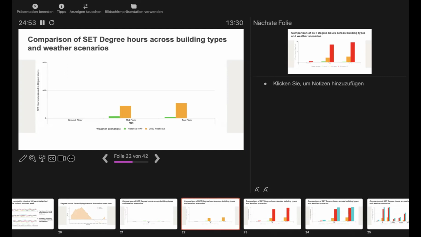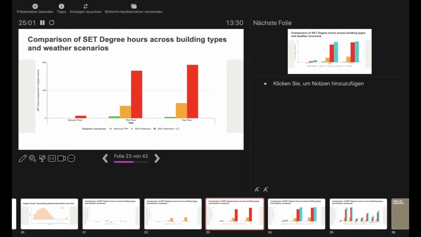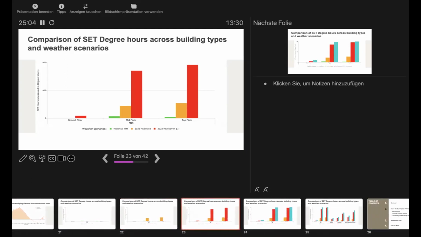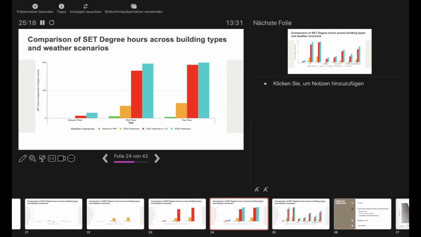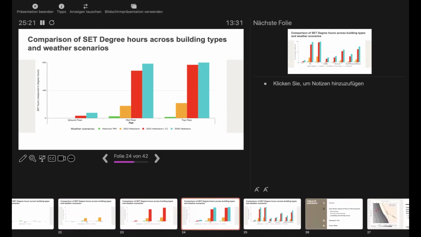So this already indicates that ground floor flats are way more resilient to heat than upper floor flats. If we now compare this to an extended heat wave, so if we make a heat wave longer lasting, we can see that there's a significant increase in the SET hours. We can see maybe 700 SET hours over a whole week, which is quite significant, and even more so for a 2050 heat wave. So this allows us to directly compare different building types to each other. So we've seen ground floor flats are way more resilient to heat than upper floor flats, and also comparing the different weather scenarios to each other.